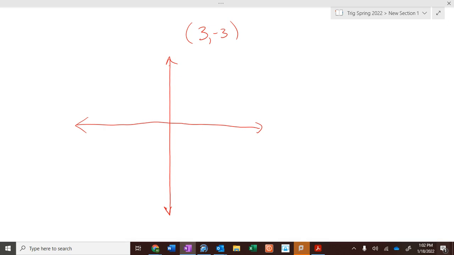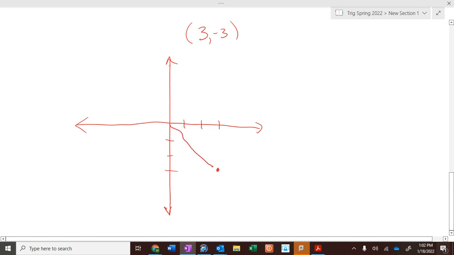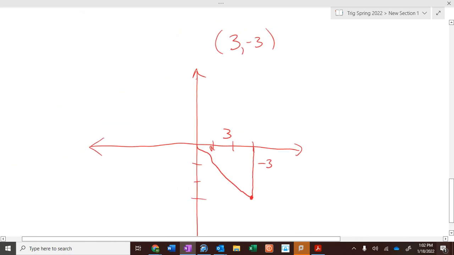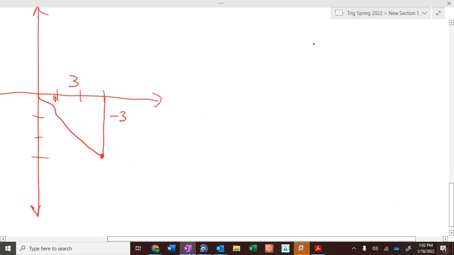Okay? So if I go 1, 2, 3, 1, 2, 3, down here somewhere. Okay, where do I draw my line? Over the y-axis or up to my x-axis? Up to the x-axis. You always draw to the x-axis. Your angle is always here. Okay, so this is 3. This is -3. So what is our hypotenuse?